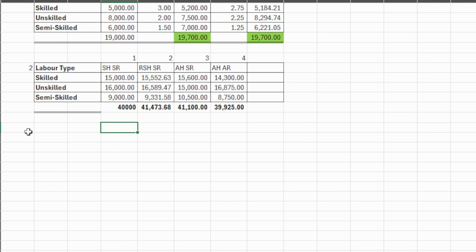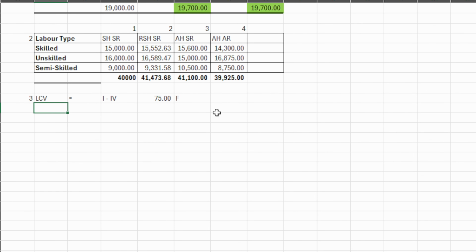So now in the third step, it's easy. I know the formulas. First, starting with labor cost variance, this is equal to 1 minus 4. I get a 75 positive value, hence this is favorable. Next, the second one is labor rate variance. This is equal to 3 minus 4. Again this is also positive, hence this is also favorable.